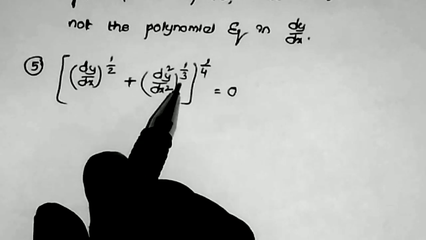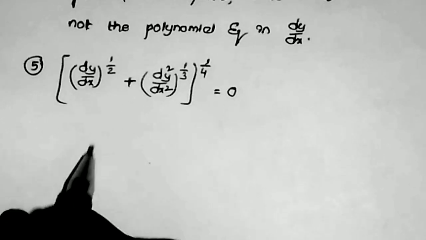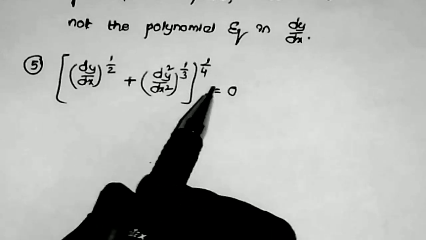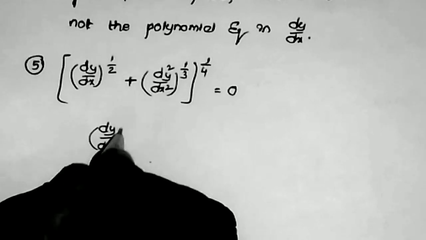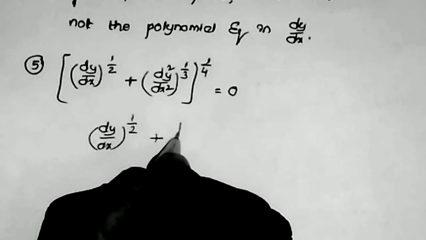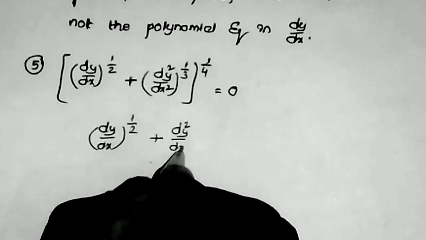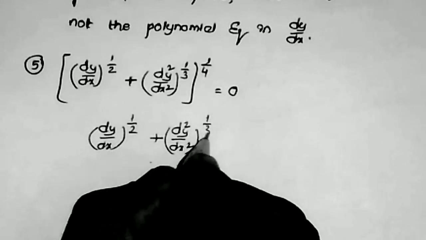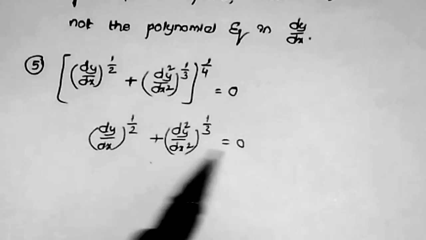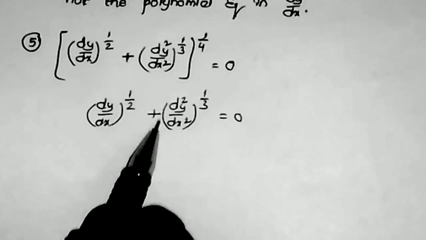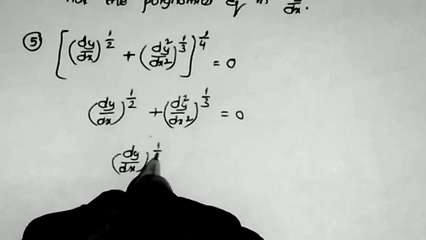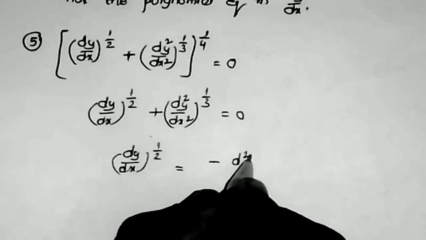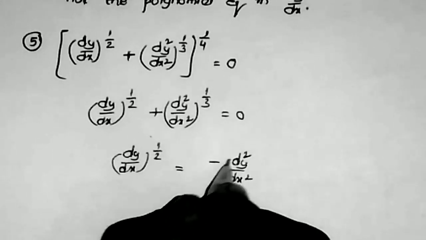Next question, ((dy/dx)^(1/2) + (d²y/dx²)^(1/3))^(1/4) is equal to 0. Now first, forming the polynomial equation, that is, first applying the power 4 here, then we get (dy/dx)^(1/2) + (d²y/dx²)^(1/3) is equal to 0. First I apply the power 4 to this equation, then we get the equation like that. Now writing the second term to this side, it becomes (dy/dx)^(1/2) is equal to minus (d²y/dx²)^(1/3).